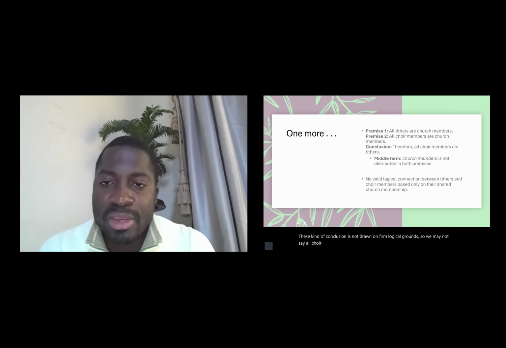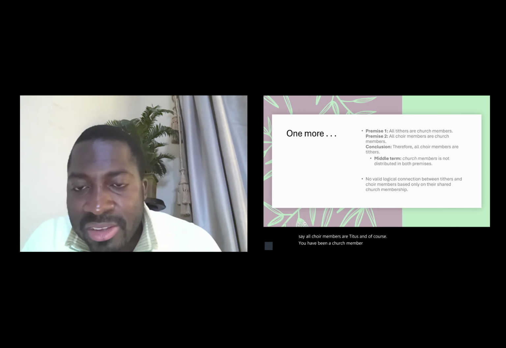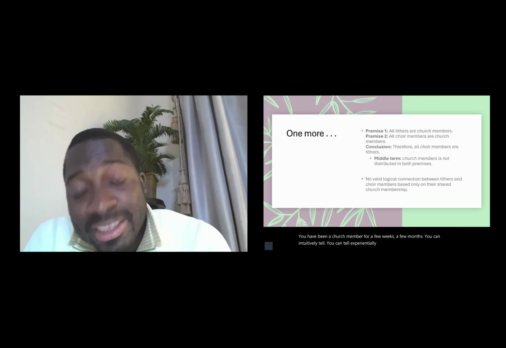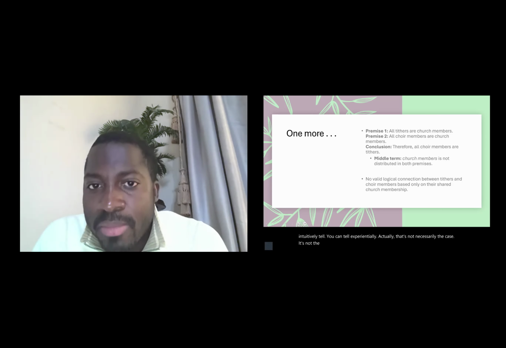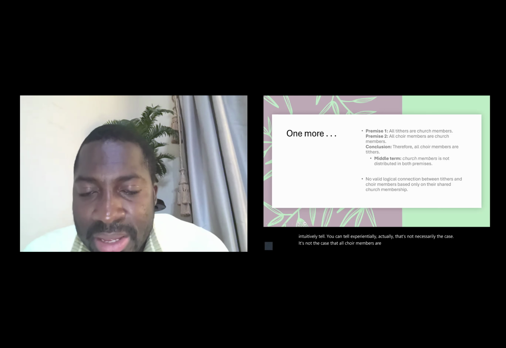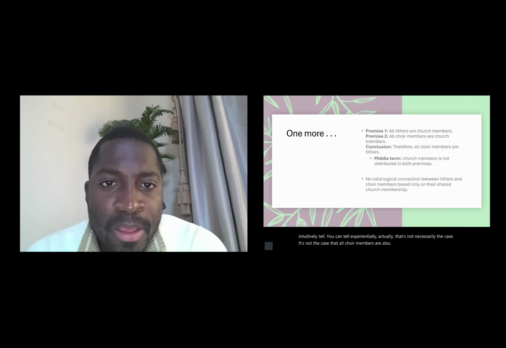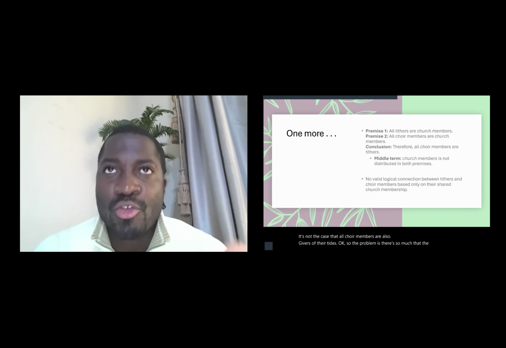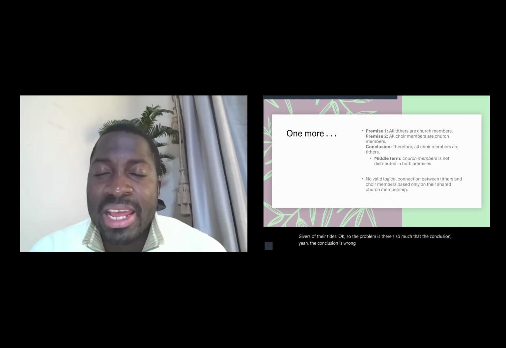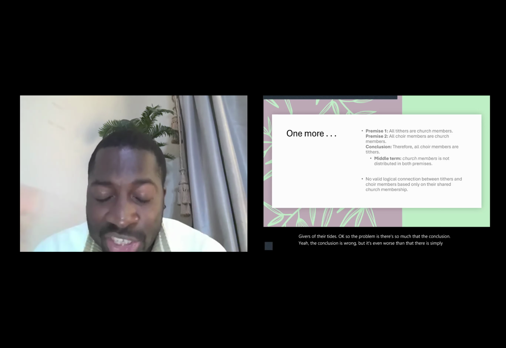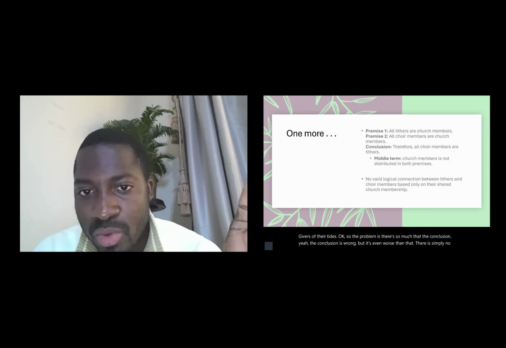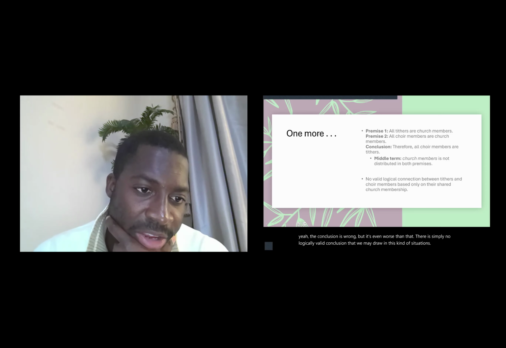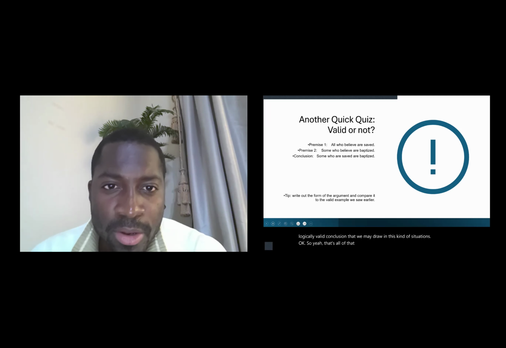And of course, if you've been a church member for a few weeks or a few months, you can intuitively tell, you can tell experientially, that that's not necessarily the case. It's not the case that all choir members are also givers of their tithes. So the problem isn't so much that the conclusion is wrong, but it's even worse than that. There is simply no logically valid conclusion that we may draw in these kinds of situations. Okay, so that's all of that for rule number two.